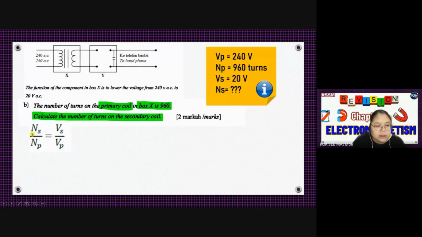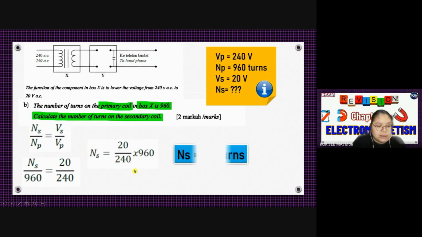Okay, this is the formula for the transformer. We need to use it. Okay, after that, we just put in. Okay, NP is 960, then 20 over 240, then we find NS. So NS is 80 turns. Okay, you must answer with the unit, which is turns. Okay, just apply the transformer formula. Okay, then we go to the 2 marks. This question is 2 marks. That means you need to show the calculation, not only the answer.